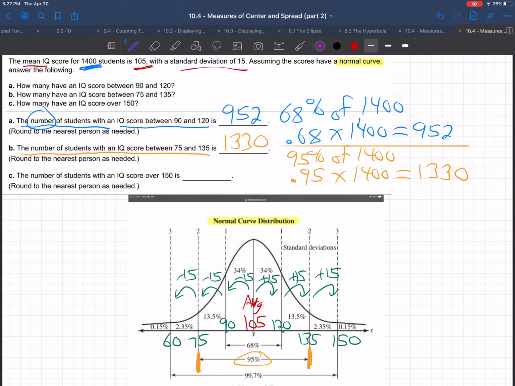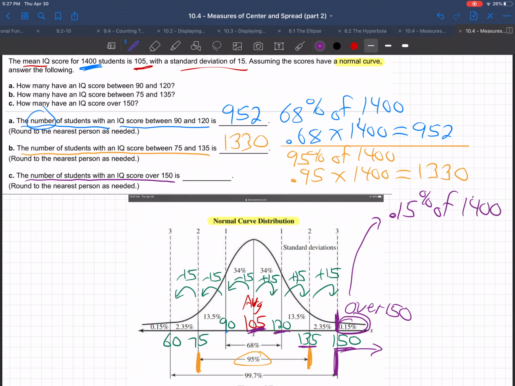Okay, and now the number of students with an IQ score over 150. Here's 150 right here. Over is above, to the right, right? This is where the scores get higher. See how 105 is the average, and they get higher, 120, 135, 150. So over 150 is out here. It's 0.15%. That's not very many people. So it's 0.15% of the 1,400 people.